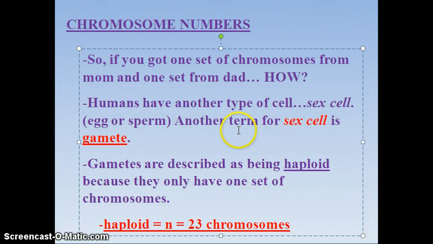Another term for sex cell is called gamete. So when we look at the gamete, they are what we call haploid. They contain half the number of chromosomes. So the egg contains 23 chromosomes, the sperm contains 23 chromosomes. It's a haploid number, or it's half the number. We refer to it as N.